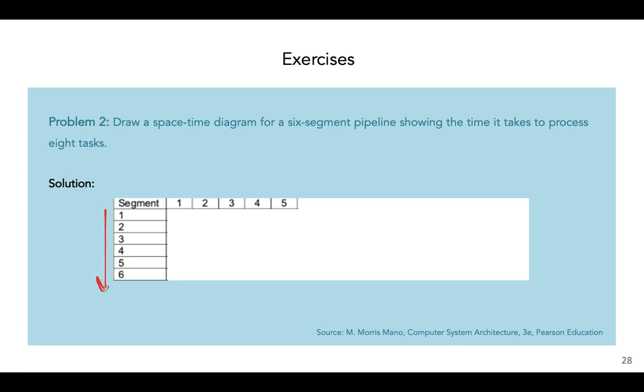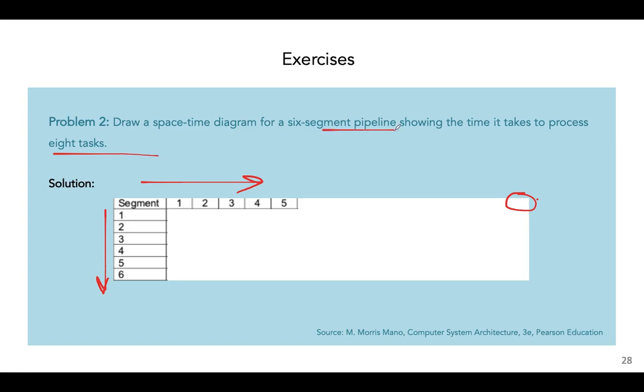On one side we have the number of segments. We just put them down, 1, 2, 3, 4, 5, 6. And on this side we count the number of clock cycles or clock pulses, 1, 2, 3, 4, 5, and so on. And this final value is actually the number of clock cycles or clock pulses that will be required to process these many tasks in this pipeline.